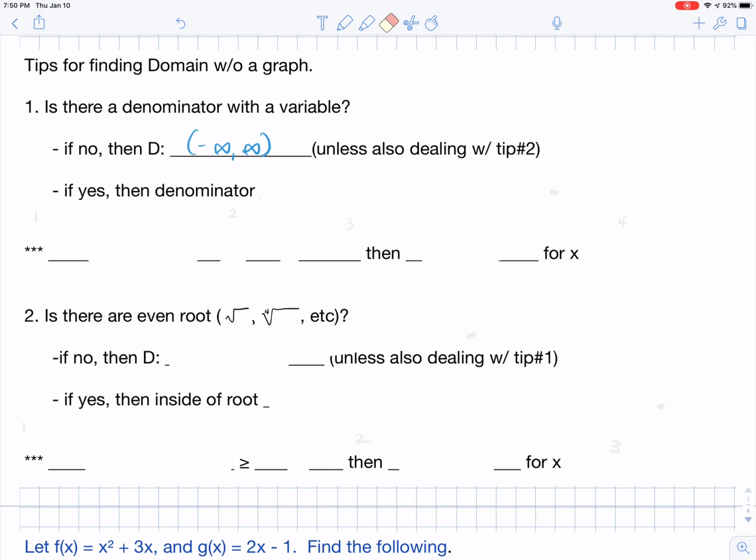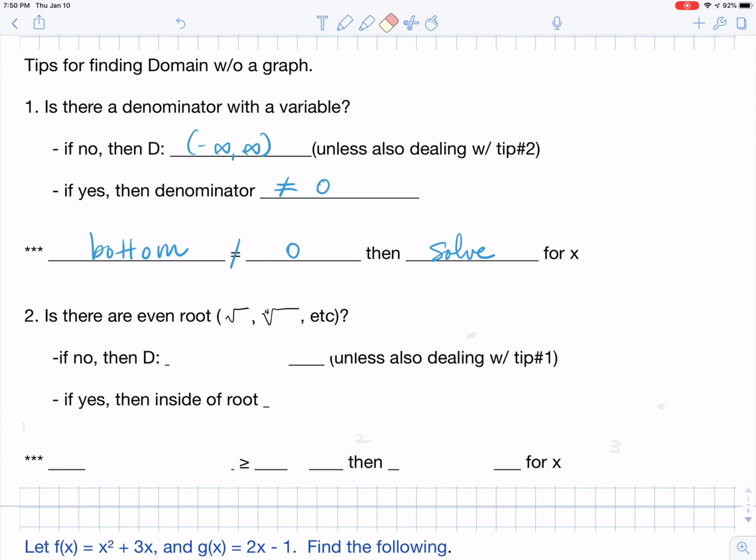If you do have a variable on the bottom, you remember that the bottom cannot equal 0. And so what we're going to do is we're going to set it up this way. We're going to take the bottom, we're going to set it not equal to 0, and then we'll just simply solve for x. Like it's a normal equation, only it's a non-equation because it's not equal.